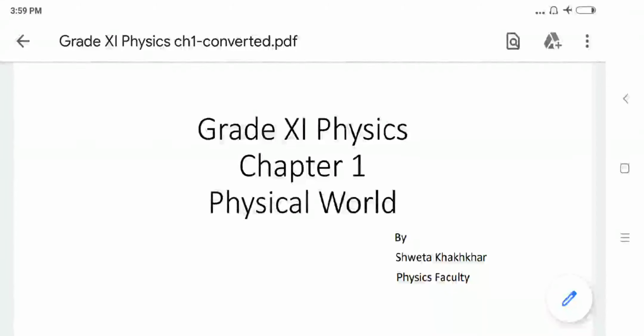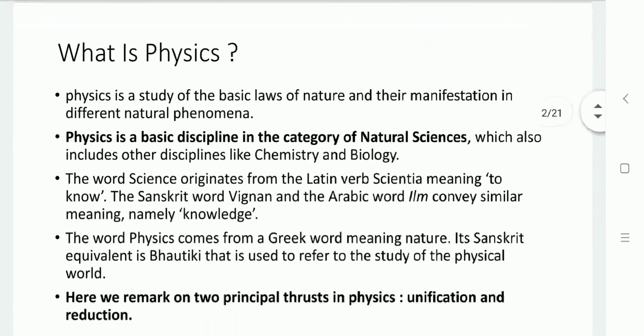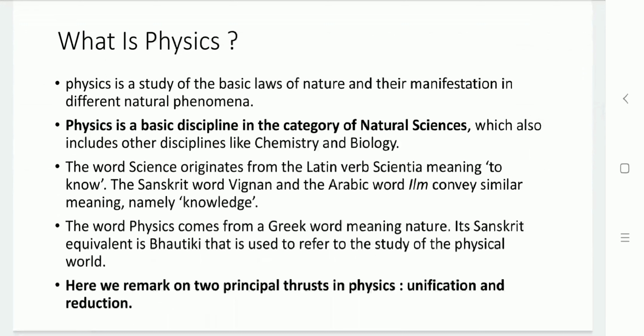Hello students, let us start our chapter 1, the physical world, which is a very introductory session for the physics subject, which is related with the other science subjects, chemistry and biology, and it is directly related with mathematics for the analysis.